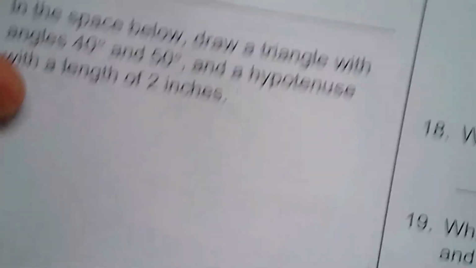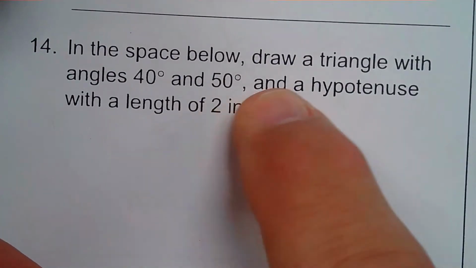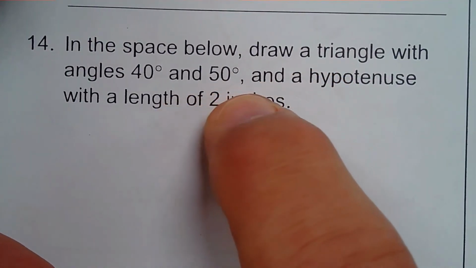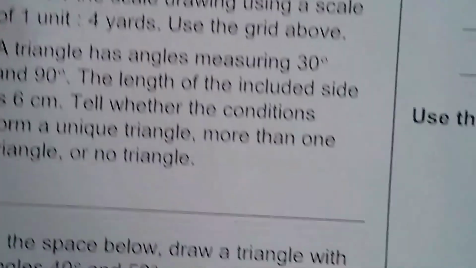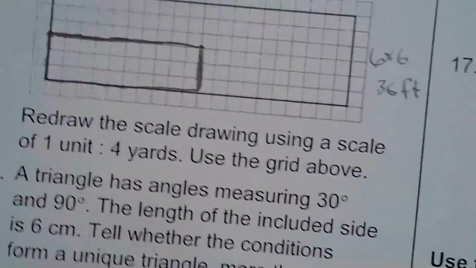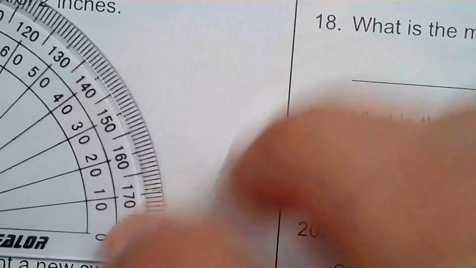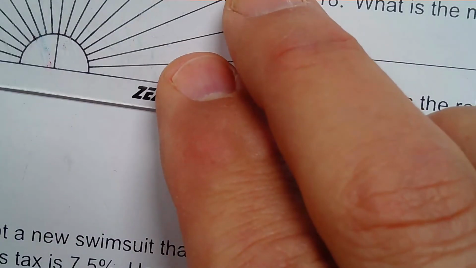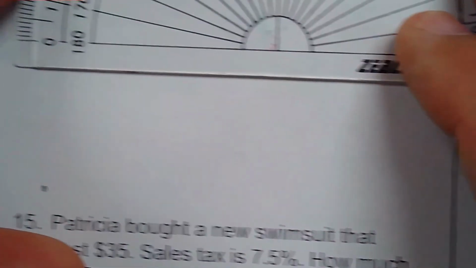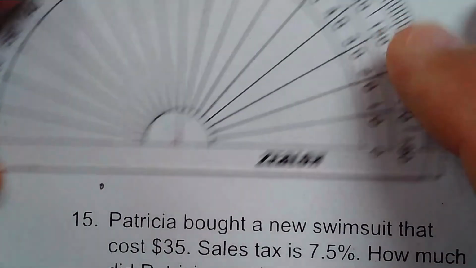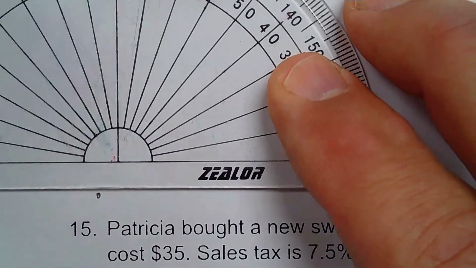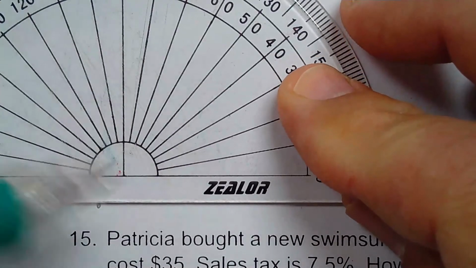In the space below, oh, check this out. In the space below, draw a triangle with angles 40 degrees, 50 degrees, and a hypotenuse with a length of 2 inches. Okay, so I'm going to give myself some room here. So we need 40 degrees. First off, I'm going to put a dot right there. That is where my protractor goes. A dot and a line. We need to have a 0 line right there.